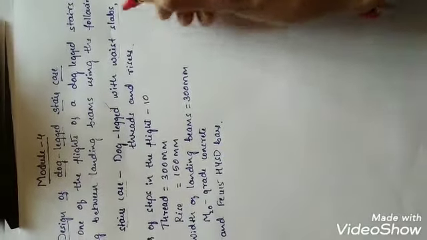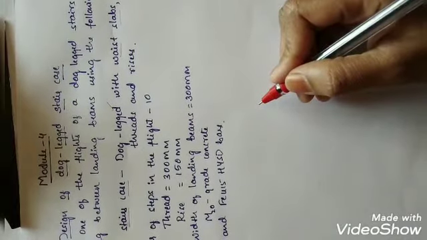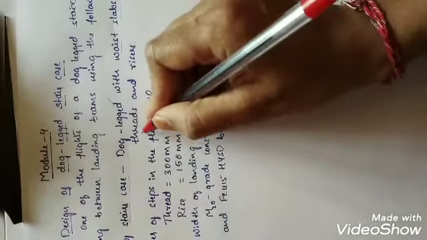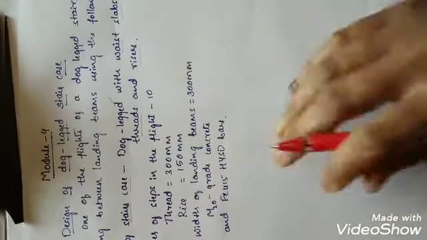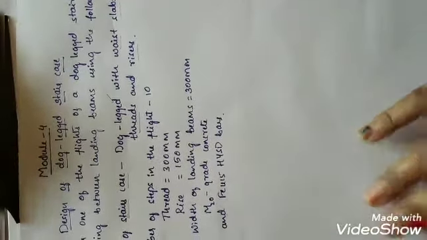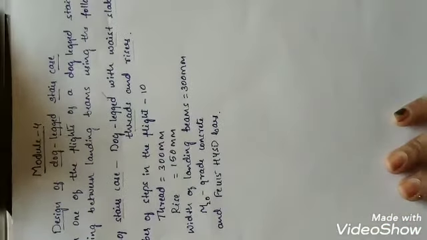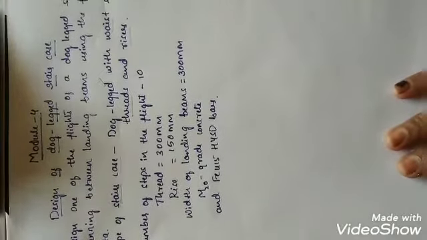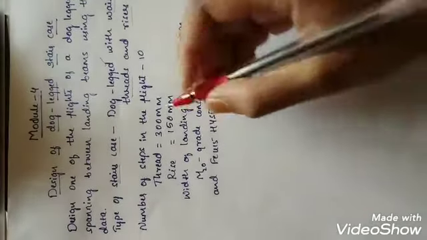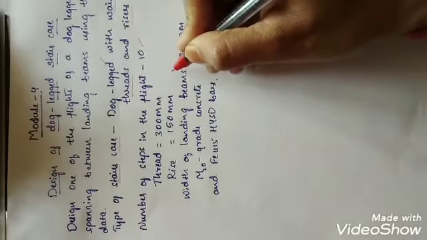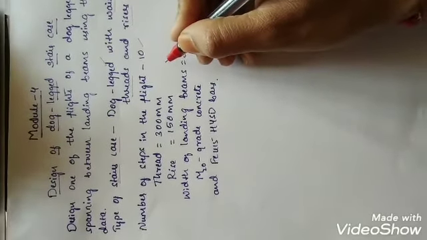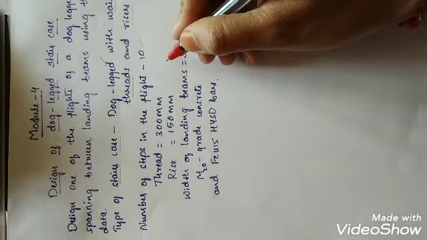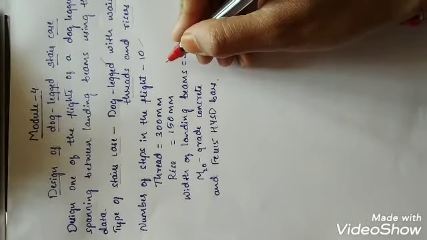In the previous video I explained the parts of the staircase. In that I clearly explained what a waist slab, a tread and a riser are. So for this staircase you should provide a waist slab along with treads and risers. Next he gave the number of steps in the flight. So the total number of steps is 10. Usually in a single flight we give 10 to 12 steps, which is the maximum value for a flight.